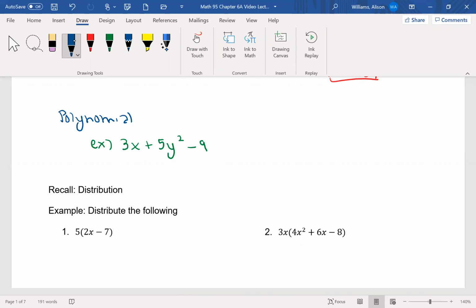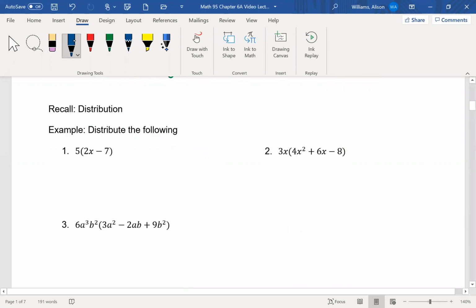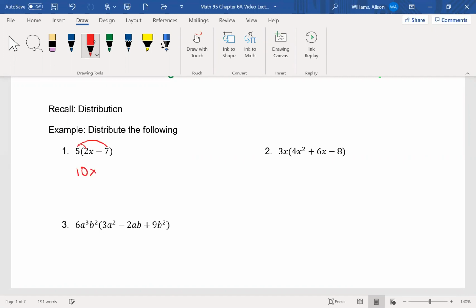So let's review multiplying with polynomials. And this is what it is. It's distribution. And you probably remember this concept. When I want to distribute, that means I'm going to take what's in the parentheses and multiply it by the term outside the parentheses. So I would take this 5 and multiply it by both the 2x and the 7, which would result in 10x minus 35.